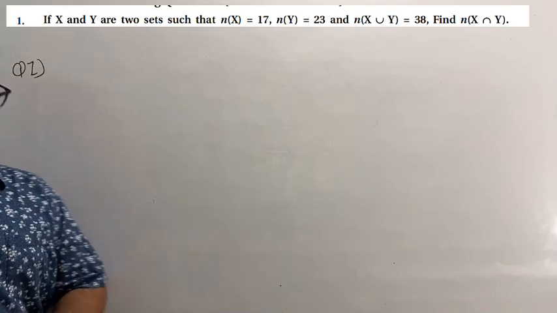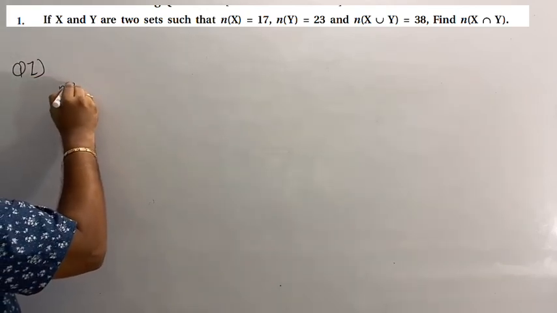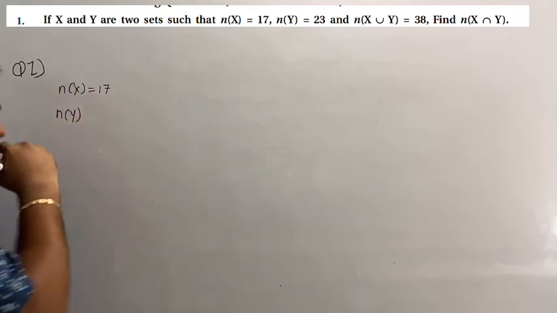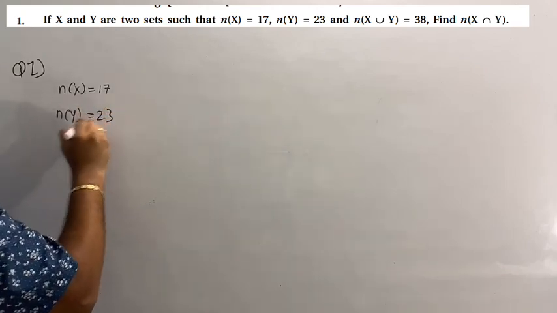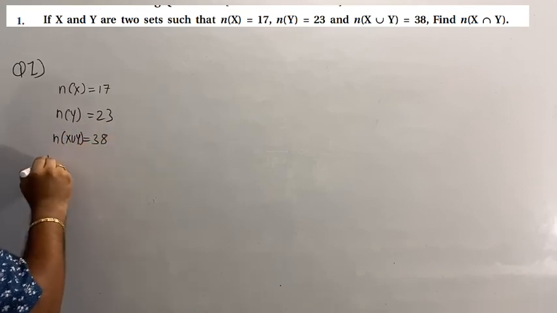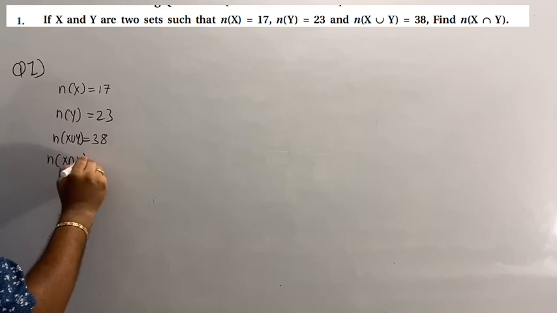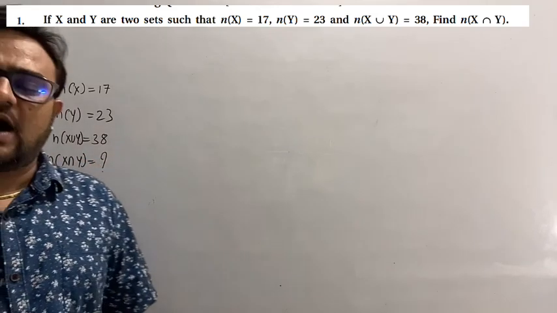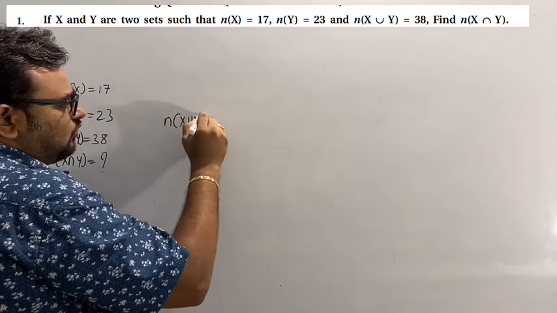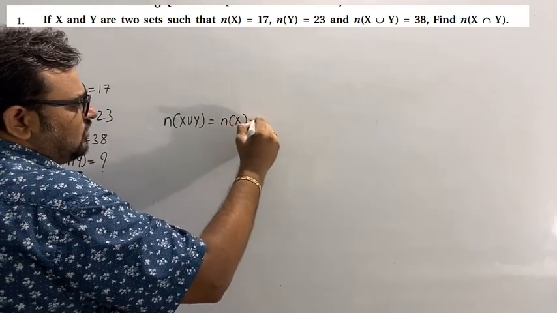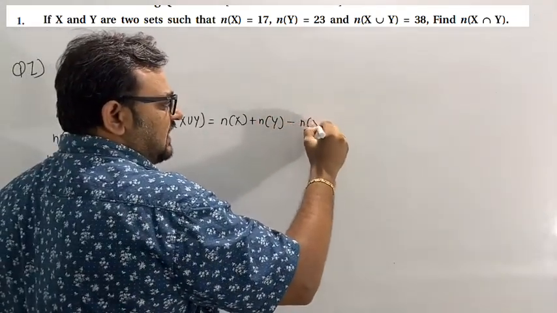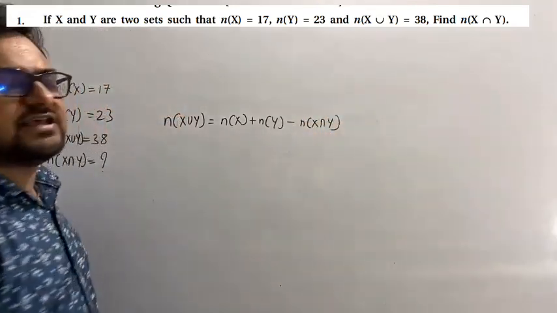So in question number 1, you can see here that n of X is 17, n of Y is 23, n of X union Y is equal to 38, and you have to find n of X intersection Y. Okay, so we will use the formula: n of X union Y is equal to n of X plus n of Y minus n of X intersection Y.